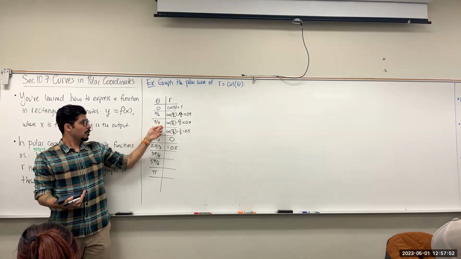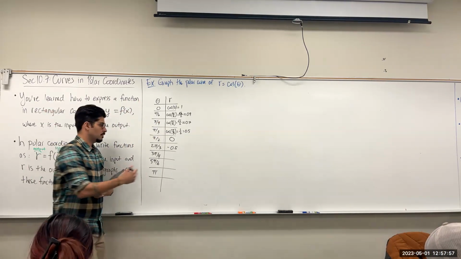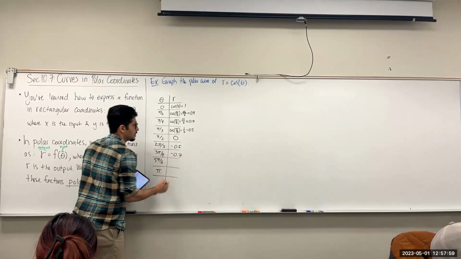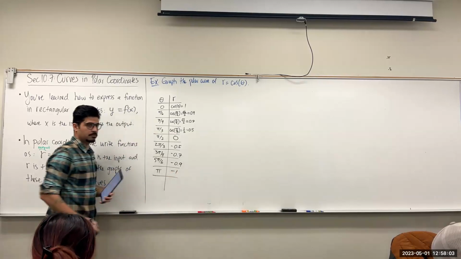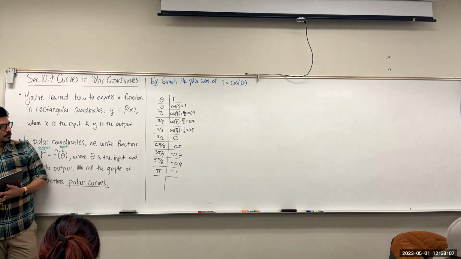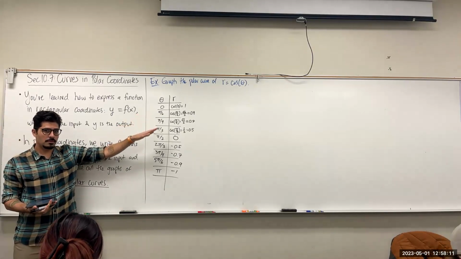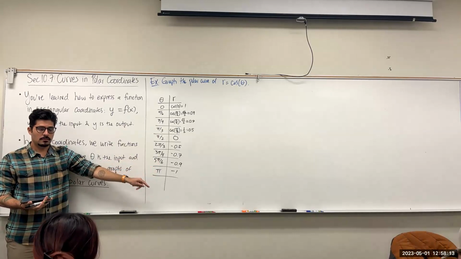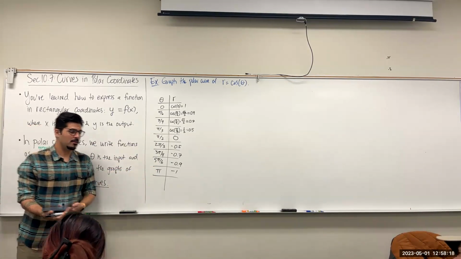Cosine of pi/4 is 0.7, so 3 pi/4 is going to be negative 0.7. And then negative 0.9. And then negative 1. Okay. Questions on the plotting? Or on getting the values? We haven't plotted yet. Okay, let's see how we're going to graph it.